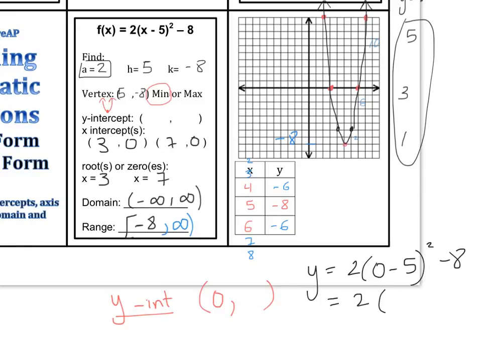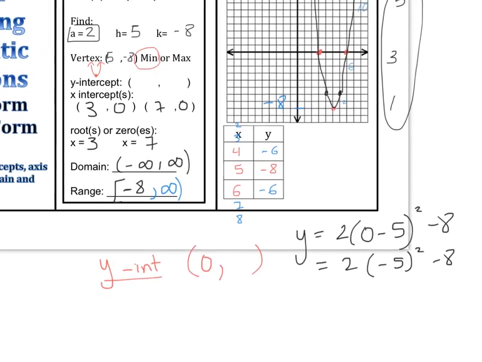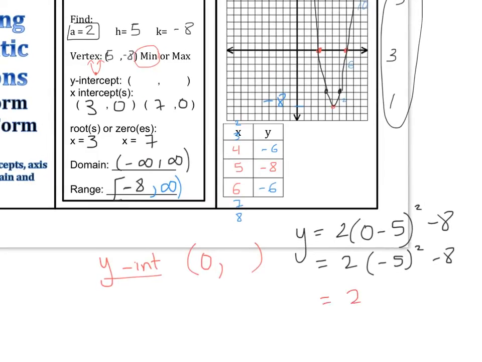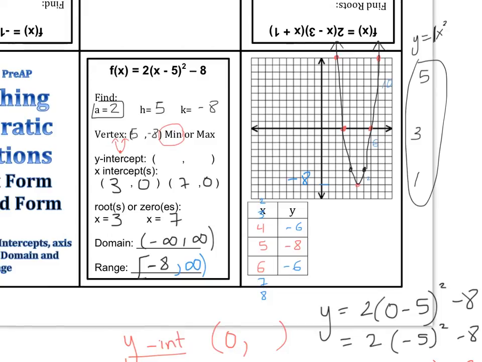Now 0 minus 5 is negative 5. Now before I can multiply by 2, I have to find what negative 5 to the power 2 is, which is in this case 25. 2 times 25 is 50. Minus 8 is going to be a 42. And that's why I couldn't see the y-intercept on the graph, because it doesn't go all the way up to 42. So in this case, my y-intercept is going to be 0, 42.